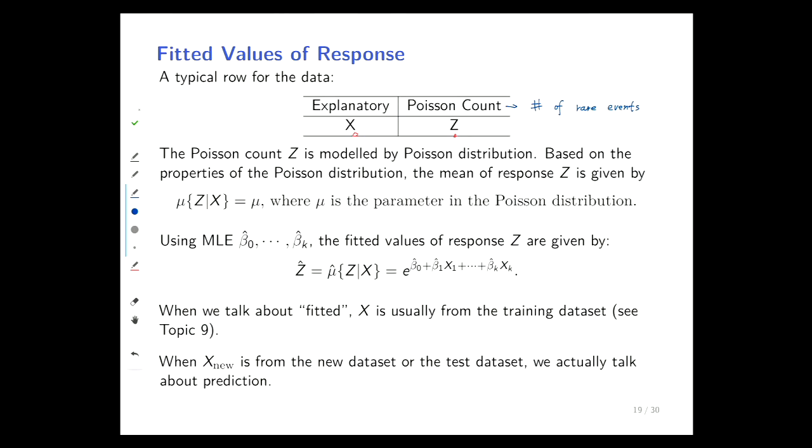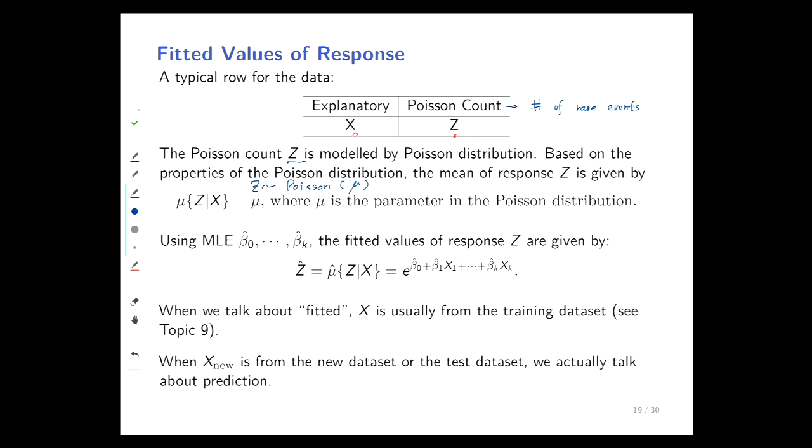In this case, the Poisson count Z, which is our response, is modeled by the Poisson distribution. And if you still remember, if Z follows the Poisson distribution with the mean parameter mu, then we can directly obtain the result that the mean of Z just equals this parameter mu. That's actually a property of the Poisson distribution.